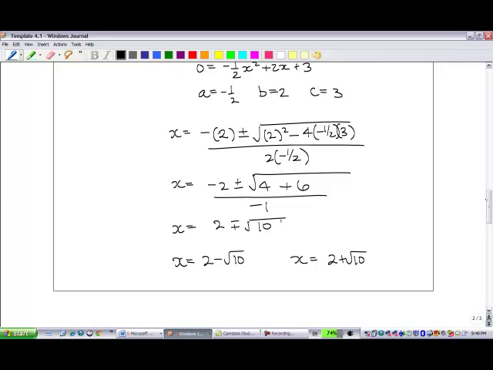So nice exact values. We could dig up the calculator here to show us what those values are, but I don't mind having nice exact values. This is going to end our notes for properties of quadratic functions for Pre-Calculus Math 11.